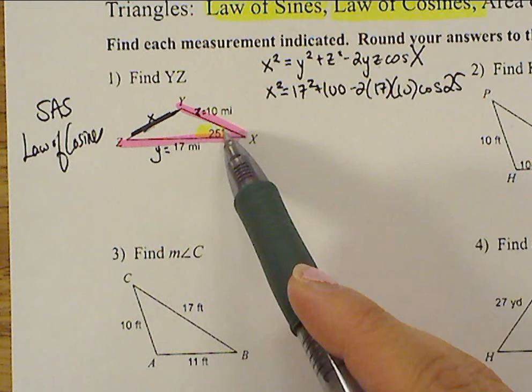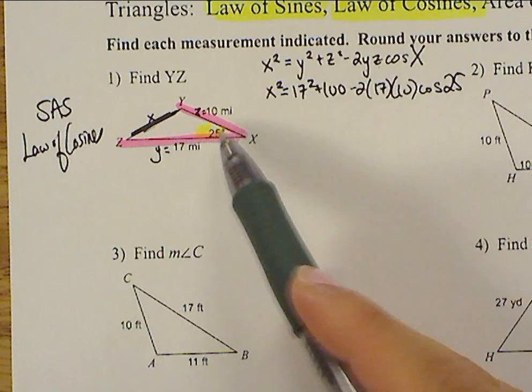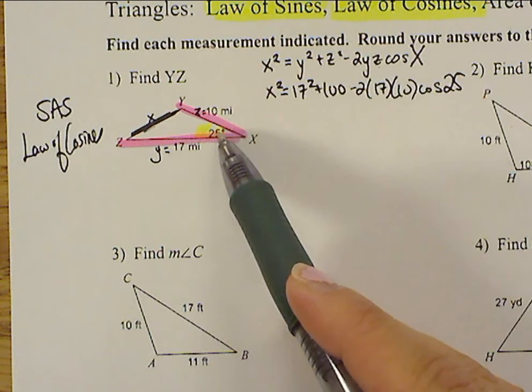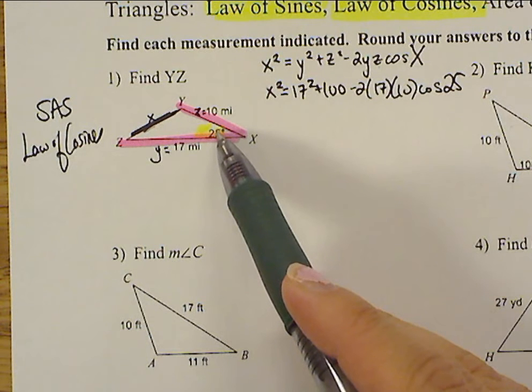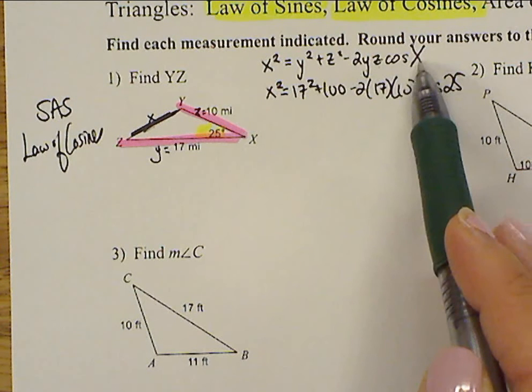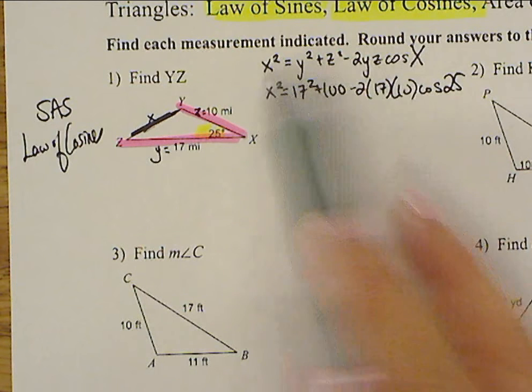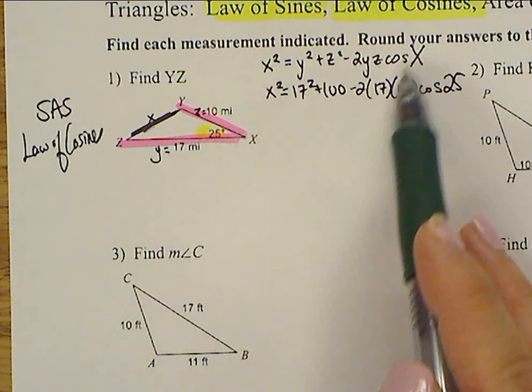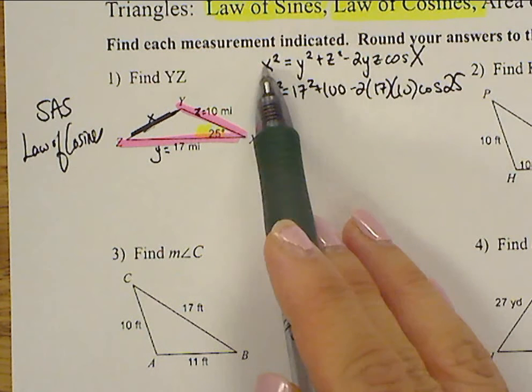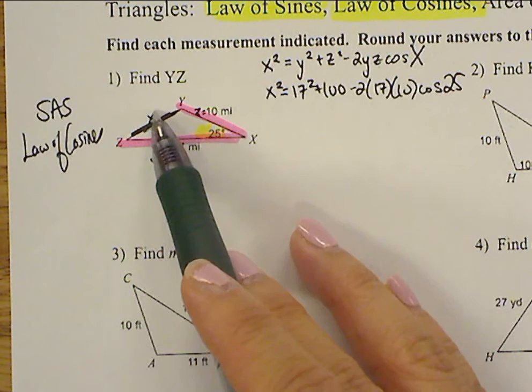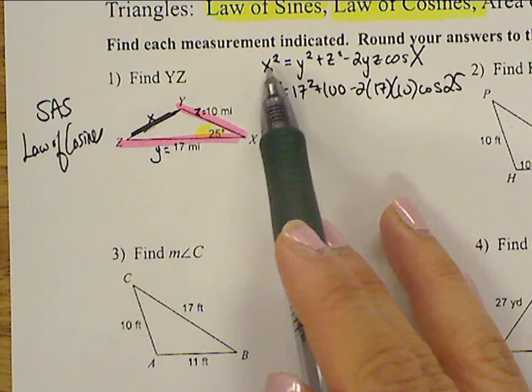Since I know this angle, then I need to put that angle here. But then I need to put the side that's across from the angle on the other side. And so since I know 25, I'm going to put 25 here, but I need to put whatever side's across from the 25. What's across from the 25? The x. So that means the x gets to go here.